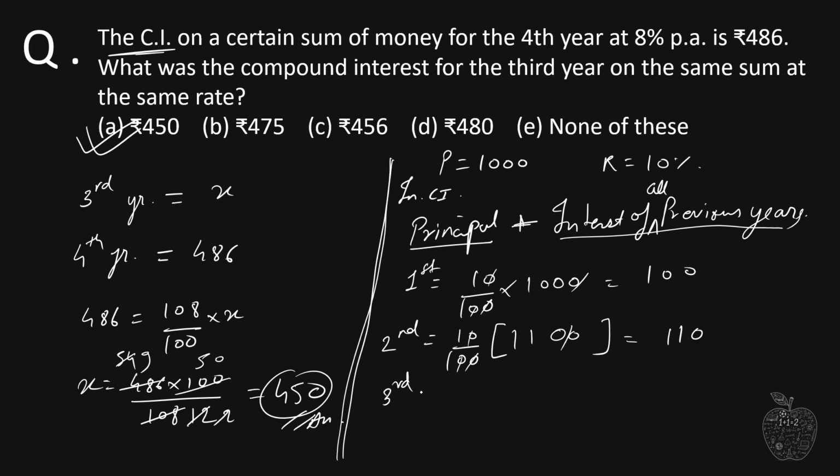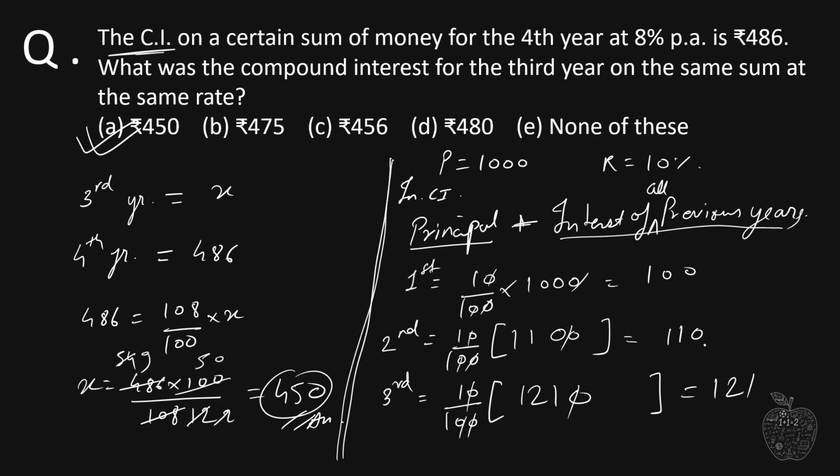To calculate the 3rd year's interest, we again calculate 10% of what? The principal, which is 1000, plus the interest of all the previous years, which is 100 plus 110. What will this become? It will become 1210. The zeros cancel, so 121 is the interest for the 3rd year.